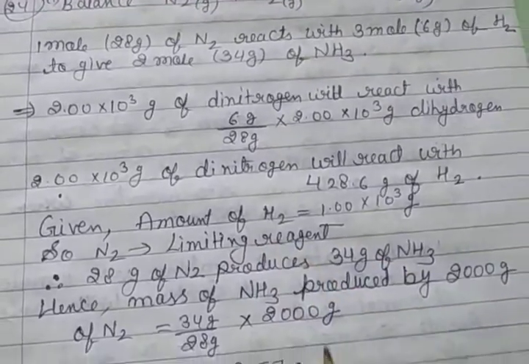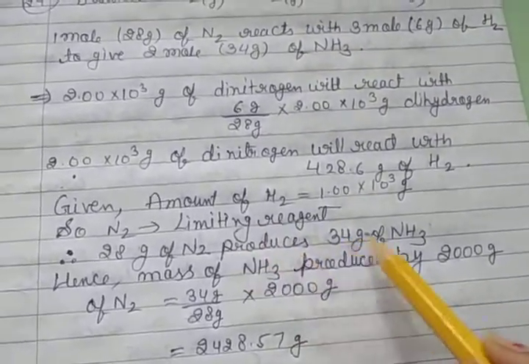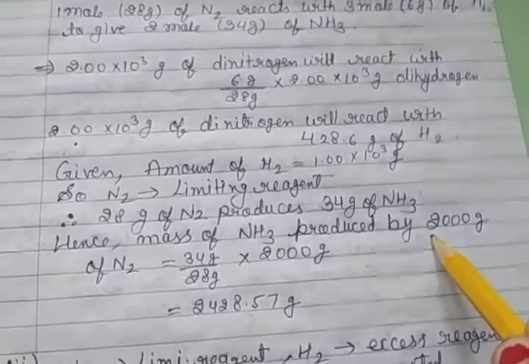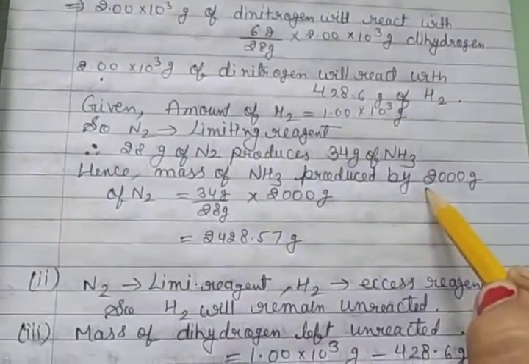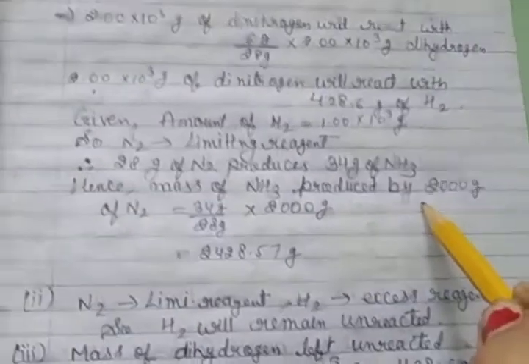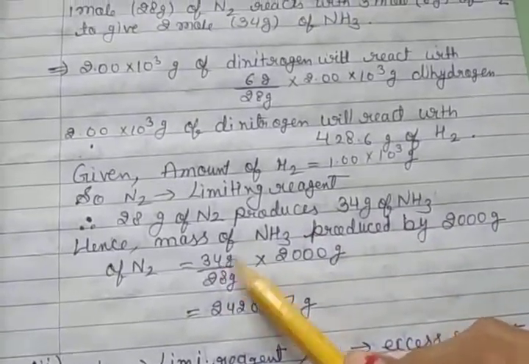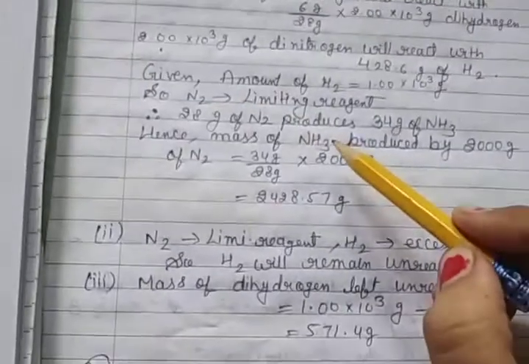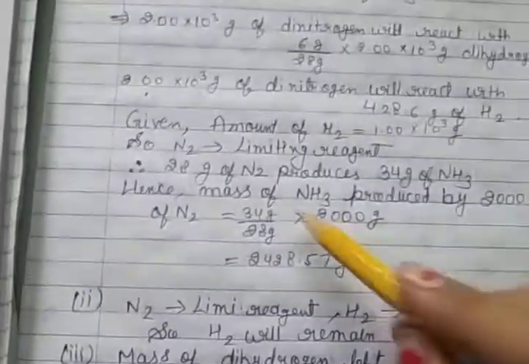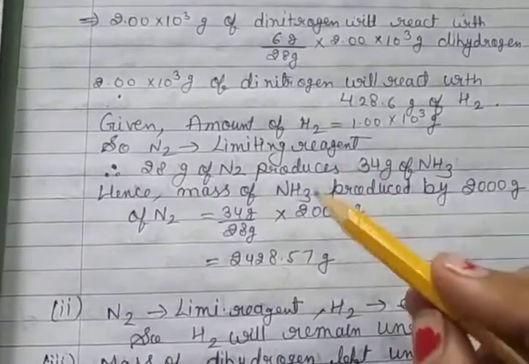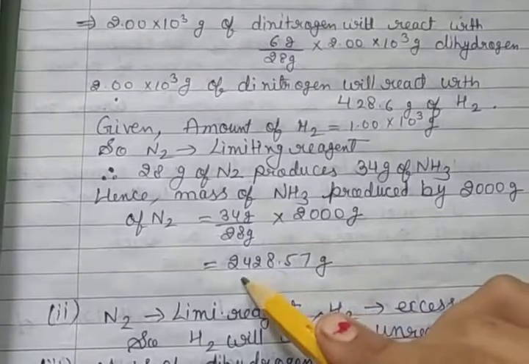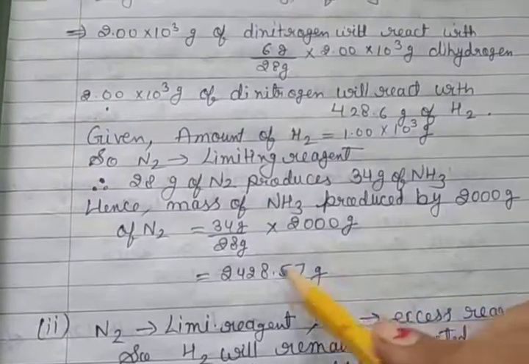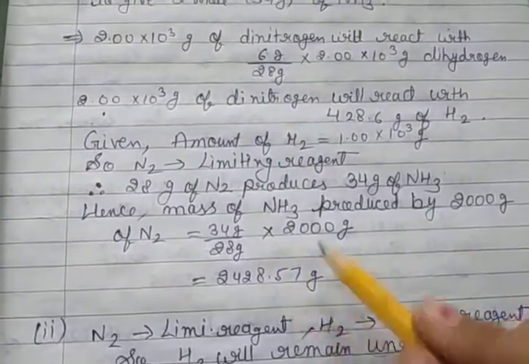So 28 gram of nitrogen produces 34 gram of ammonia. The mass of ammonia produced by 2000 gram of nitrogen is 34 gram of ammonia divided by 28 gram, multiplied by 2000, because 2.00 into 10 to the power 3 gram of dinitrogen reacts to give ammonia. This value comes to 2428.57 gram, the mass of ammonia produced by 2000 gram of nitrogen.